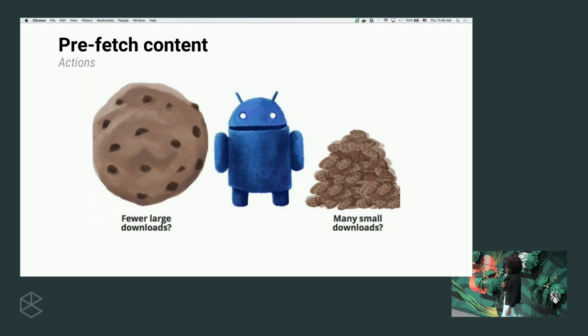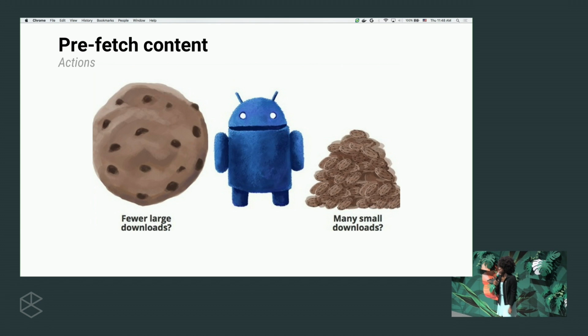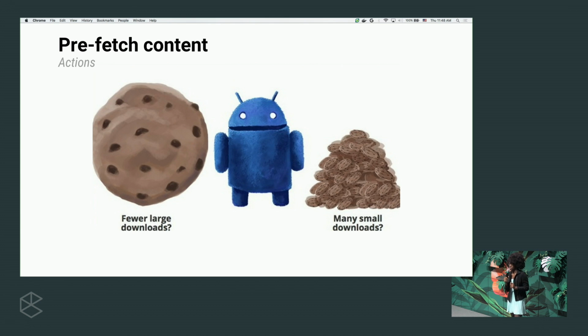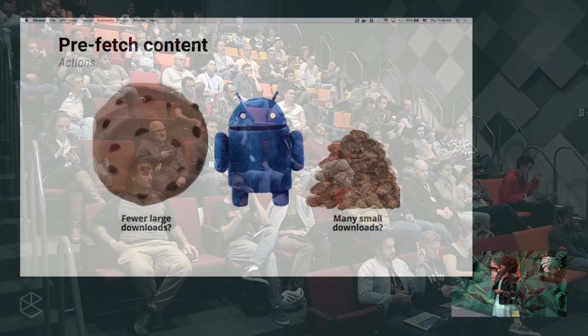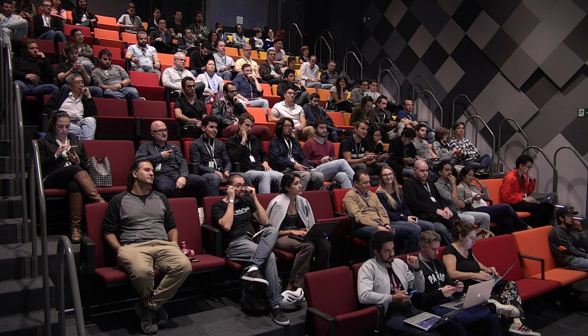So a question for you. Based on that explanation, what do you think is better for your app to do? Fewer large downloads or many small downloads? Who thinks fewer large? Okay. Who thinks many small? Okay, I did not do a good job of explaining this.